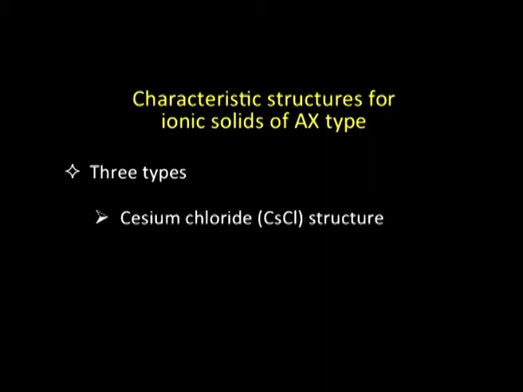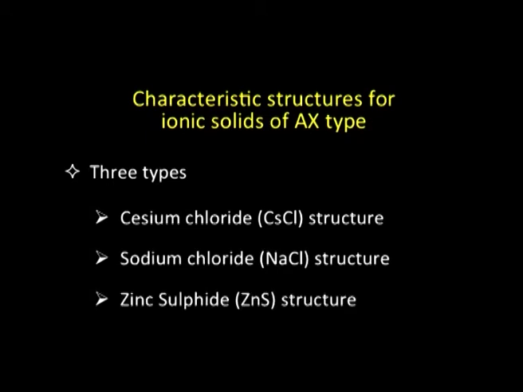Okay. Now, for the characteristic structures adopted by the ionic solids of AX type, there are 3 types of such structures. One is called the cesium chloride structure, second is the sodium chloride structure, and the third one is the zinc sulphide structure. Basically, zinc sulphide comes in 2 different kinds of structures, one is wurtzite, one is zinc blende. What we are going to talk about today is the wurtzite structure. Now, let us talk about these structures one by one.